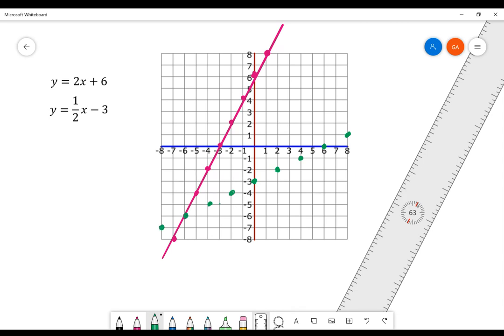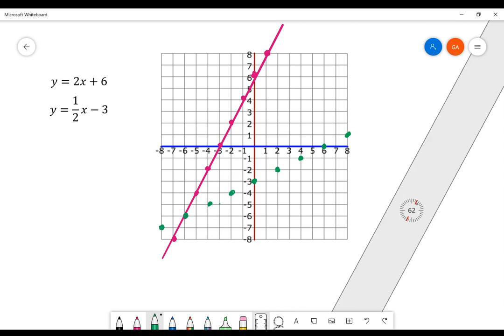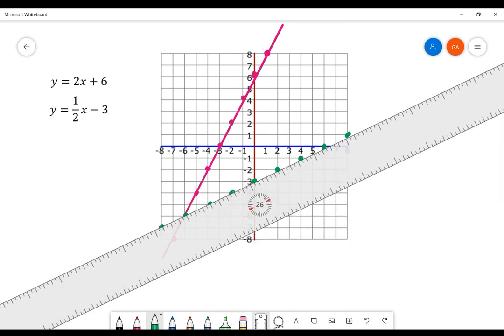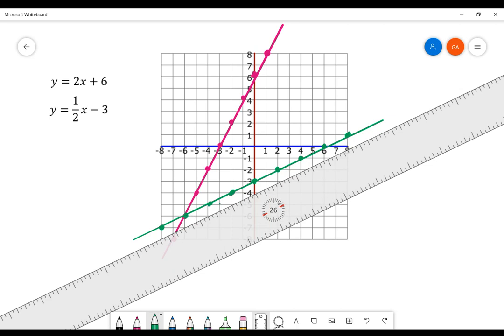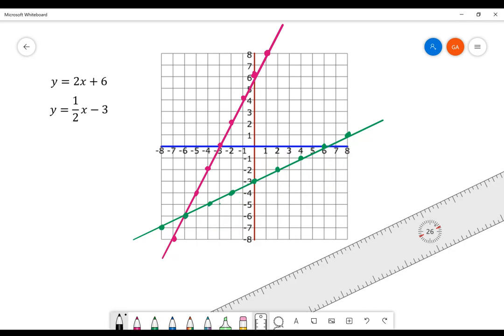And we can already see where these lines are going to intersect before I even draw it, but let's get it on there just to make it that much more obvious. And here we can easily see that the solution to our system is going to be -6, -6.